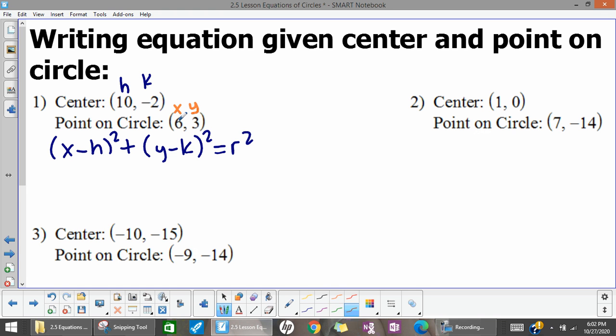So I'm just going to plug this stuff in. X is 6, minus 10 is h, y is 3, minus negative 2 is k. It should look like you're working with the distance formula. Instead, we have r for radius instead of d for distance, but a radius is just a distance. It's a length. 6 minus 10 is negative 4. 3 minus negative 2 is 5.